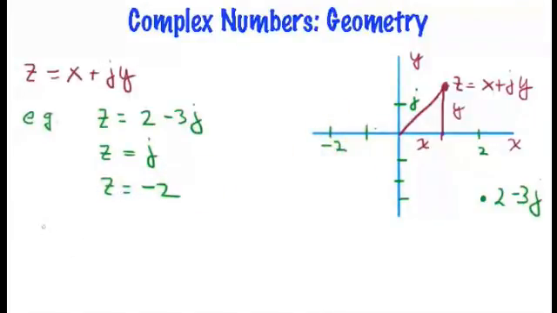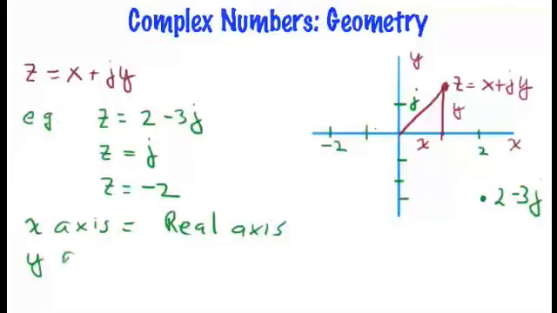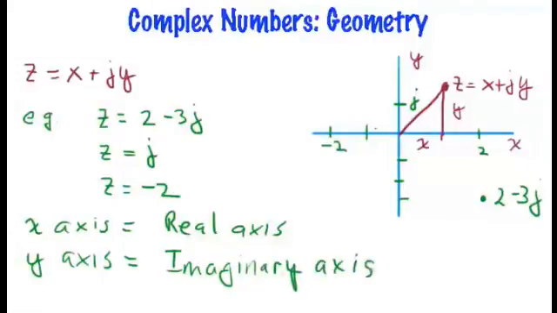As usual, when we start a topic, we need some terminology. So we'll call the x-axis the real axis because that's where the real part of z is graphed. And the y-axis is the imaginary axis, because the imaginary part is plotted in the vertical direction.